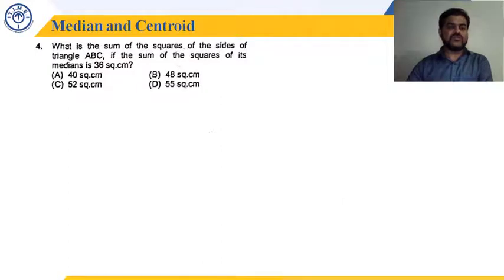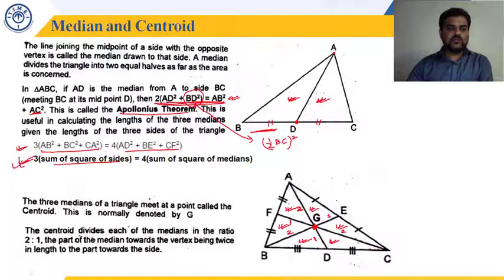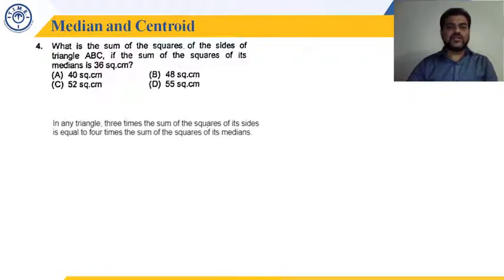Let's look at a question based on this. What is the sum of squares of the sides of a triangle ABC if sum of squares of the medians is 36? Now this is a very straightforward question. We have just now seen this relationship, and we will use this relationship and get our answer. So in any triangle, 3 times the sum of squares of sides is equal to 4 times the sum of square of medians, and therefore required sum, whatever they are asking, will be 4 by 3 into 36, which is 48 centimeters square. Okay, I hope this is clear.